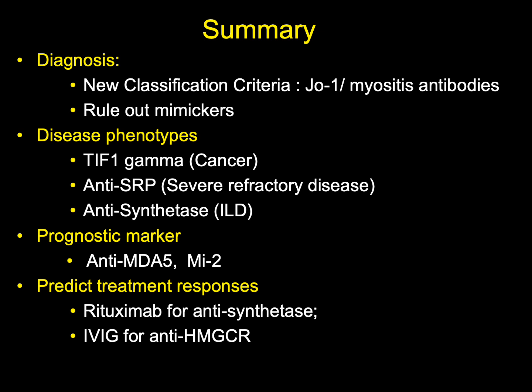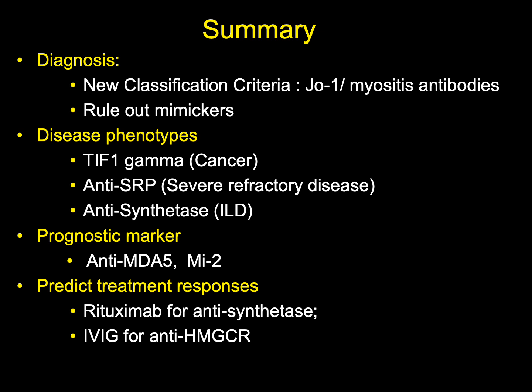So, in summary, I hope I've shown how myositis autoantibodies help in the diagnosis and ruling out some of the mimickers of myositis. Having this autoantibody can help in confirming an underlying diagnosis if the diagnosis is in question. Also, these autoantibodies can help in defining a disease phenotype, or how the patient would present or what clinical features the patient could present. For example, TIF1 gamma being associated with cancer, anti-SRP having severe refractory muscle disease, anti-synthetase antibody associated with interstitial lung disease, and so on.